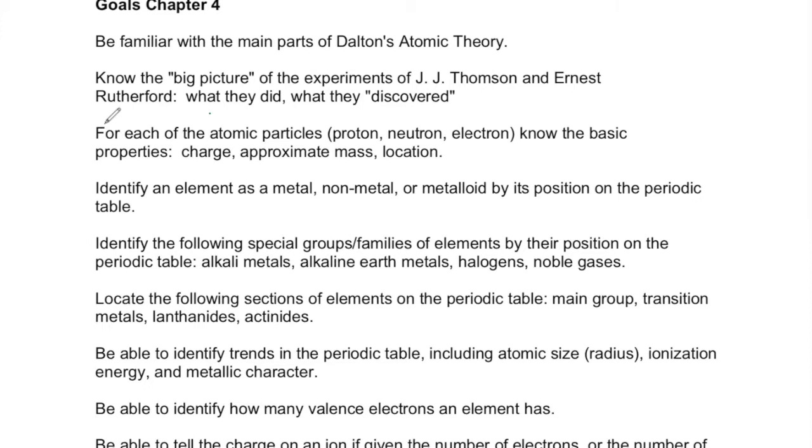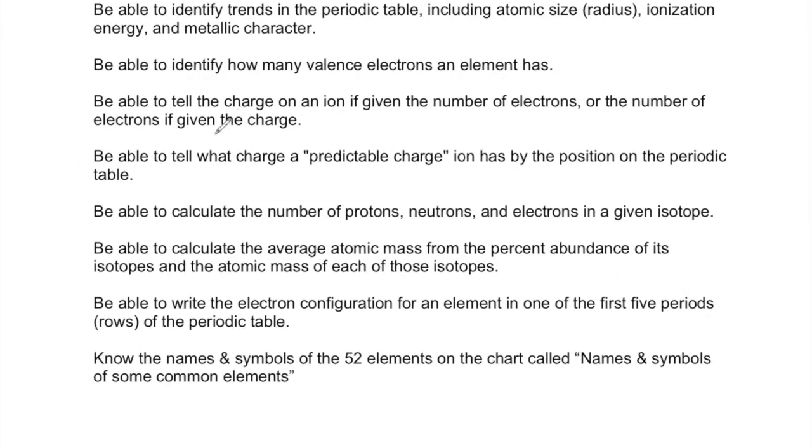All right, and then after we know how they were discovered, we should be familiar with what the atomic particles are: proton, neutron, and electron, what their mass is, what their charge is, which ones are in the nucleus. And we should also be familiar with how an isotope is written so that we can figure out the number of protons, neutrons, and electrons in the isotope of a particular element. And then we should also know what the average atomic mass means. The periodic table has an atomic mass, and so we should be able to calculate the atomic mass from the different isotopes that we have.